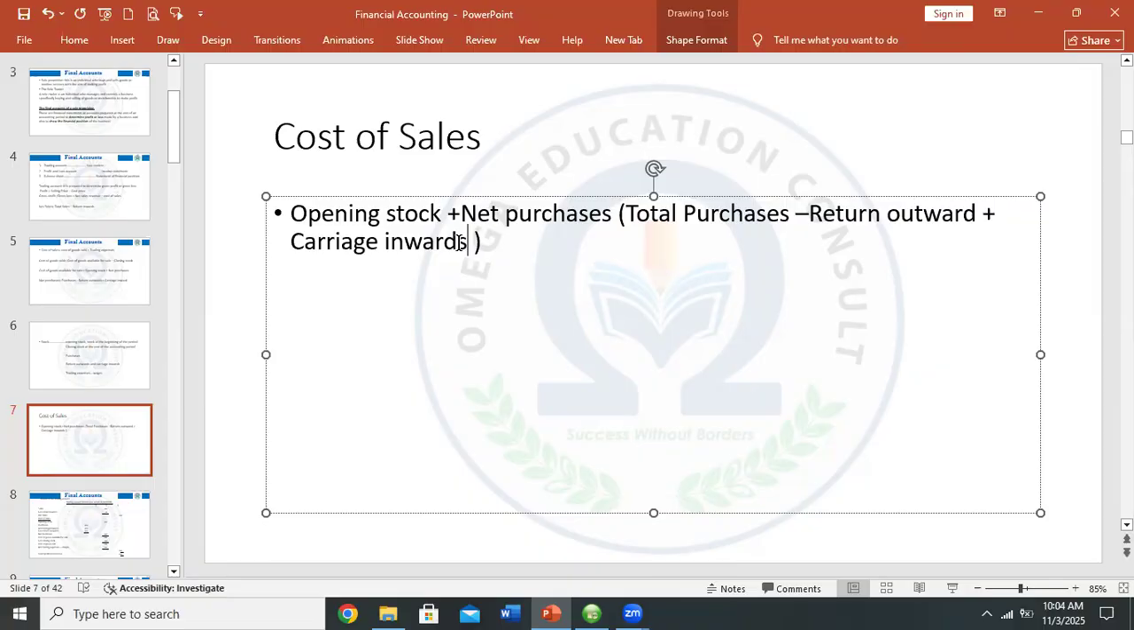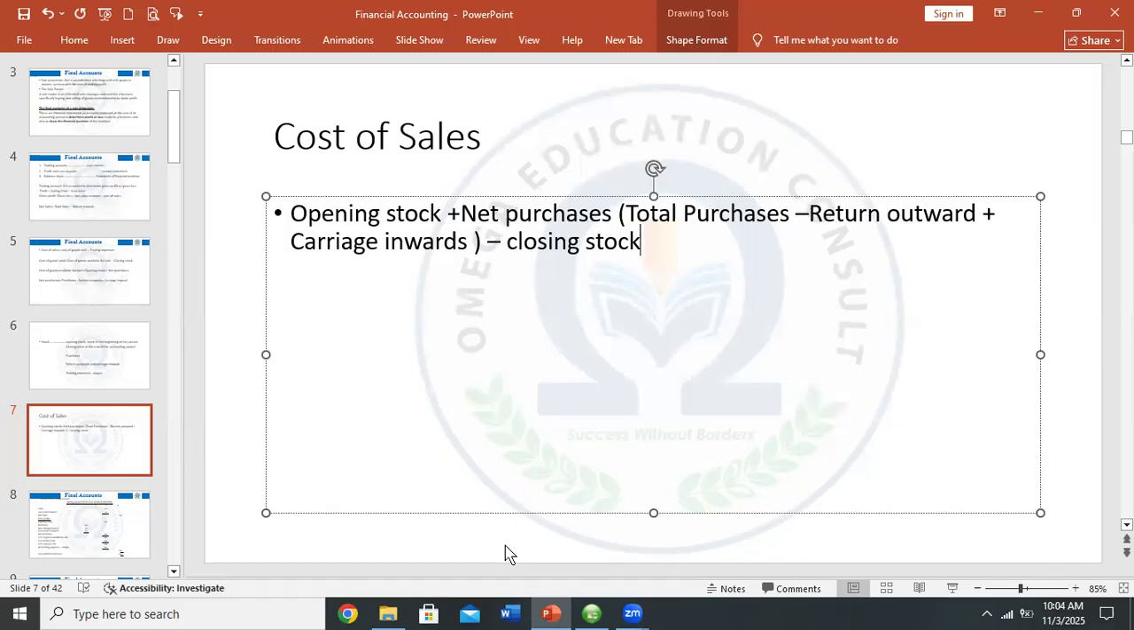Now, after you have done this, you less your closing stock. Why are we lessing closing stock? Because we want to know the total amount of goods we have actually sold.